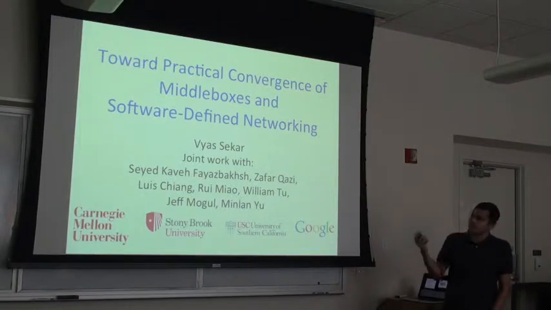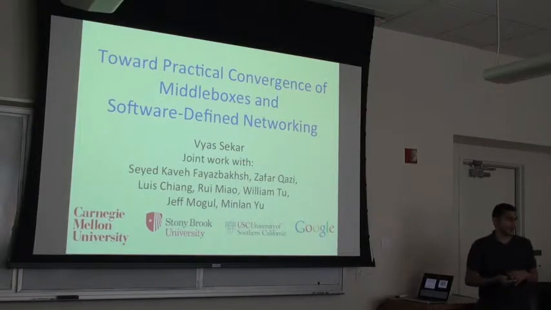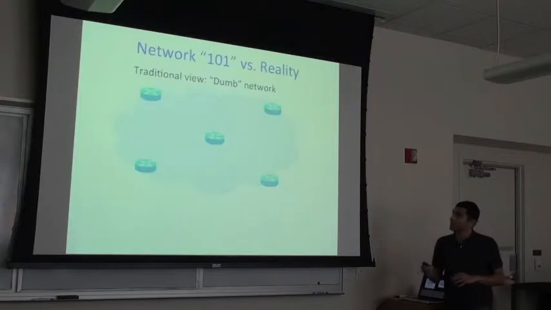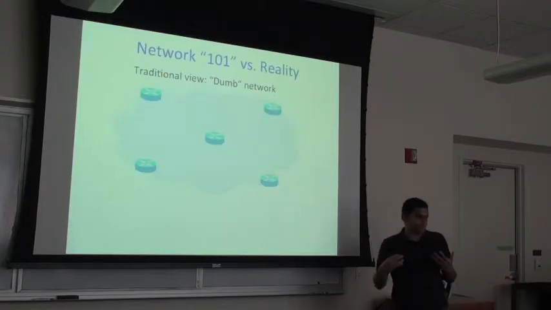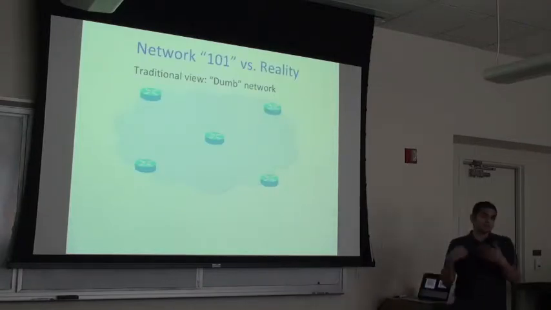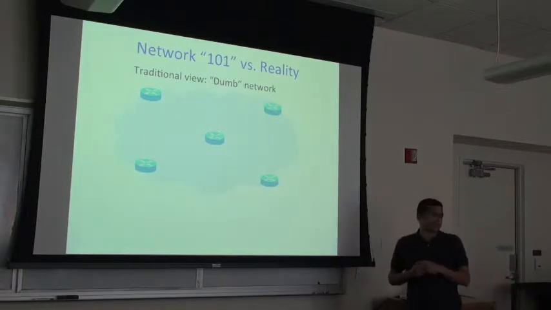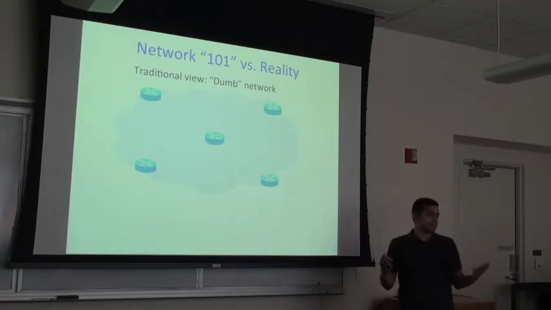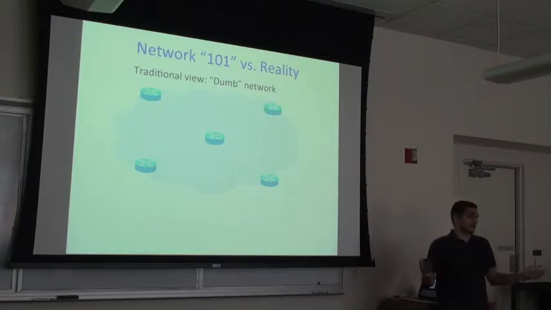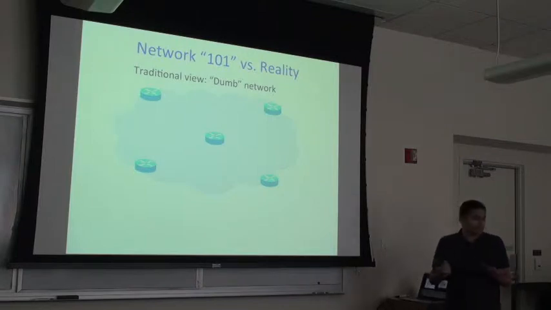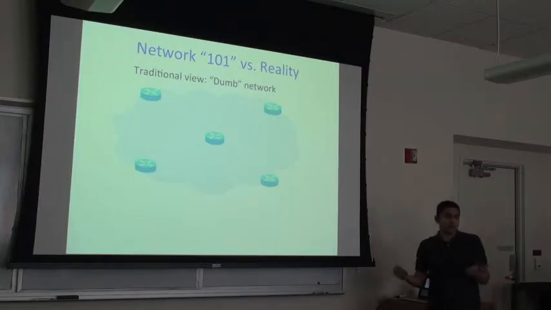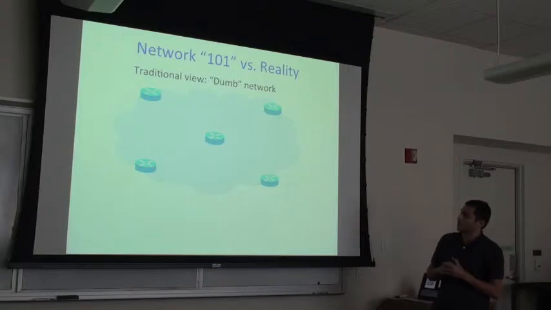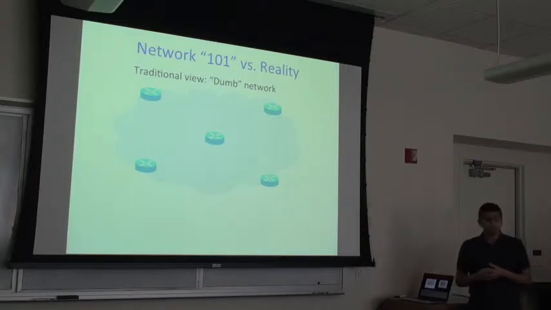So what really motivated this line of work that we've been doing in middle boxes is this fundamental disconnect between what we teach in Networks 101 and the reality out there in the real world. What we teach in Networks 101 is that the network is a dumb network. It's just pushing bits around, it's just basic plumbing. But then people want security, performance, and all sorts of policy compliance requirements. So how does that actually happen inside the network?